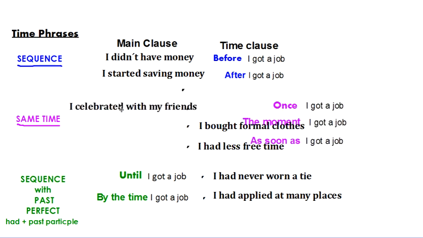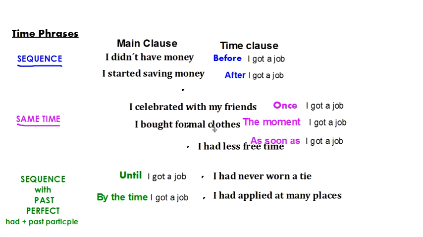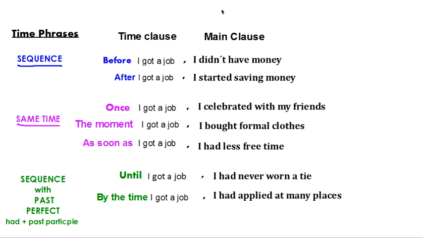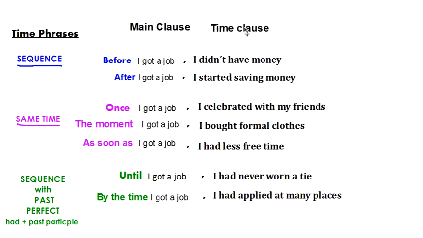You can say, I celebrated with my friends once I got a job. Or you could say, I bought formal clothes once I got a job. So remember guys, I can use my time clause with my time phrases, and then I can use my main clause. But I don't have to do it this way. I can start my sentence with the main clause and finish with the time clause. And this is what it looks like.